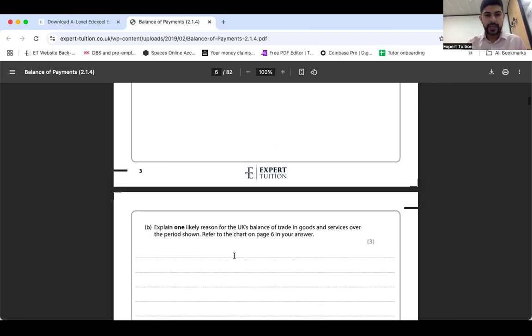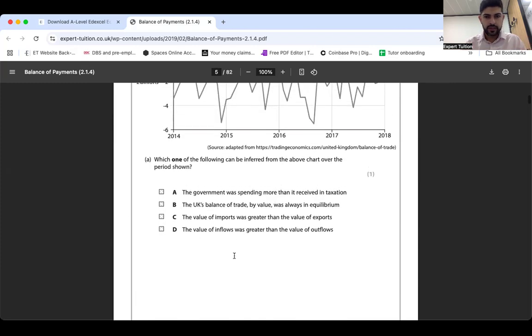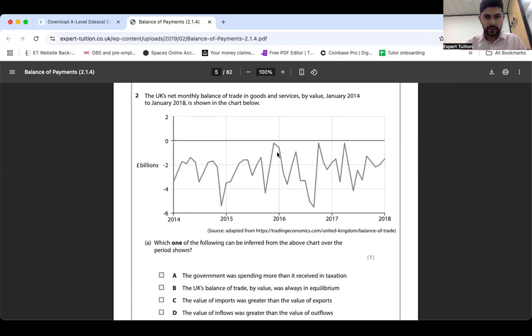What do we have? Explain one likely reason for the UK's balance of trade in goods and services over the period shown. Refer to the chart on page 6. Again, by the way, they've clearly told you that you need to reference, but you should have known because it's a 3 marker. So we straight away basically go that the UK's trade deficit increased from approximately, I don't know, what is that? 0.3 billion.